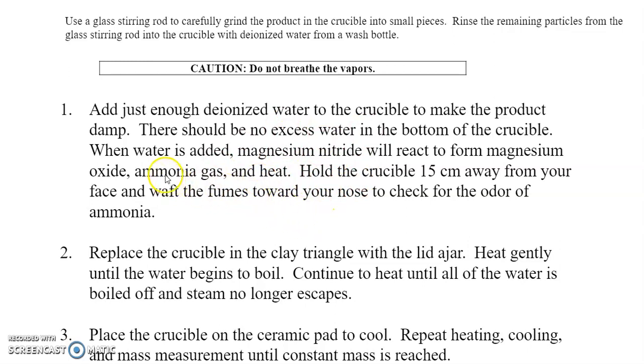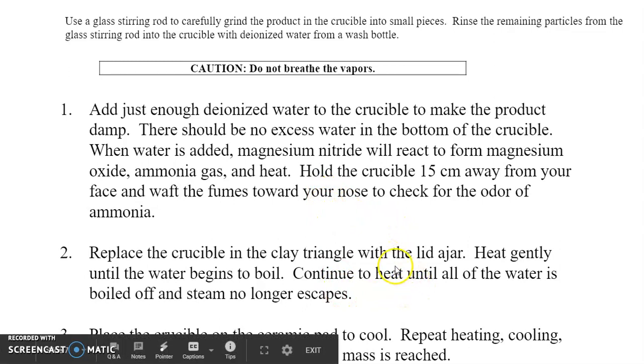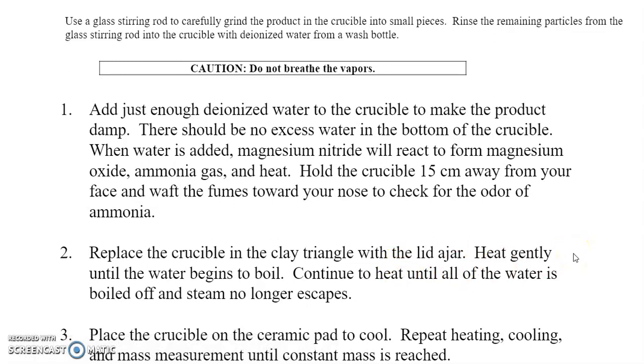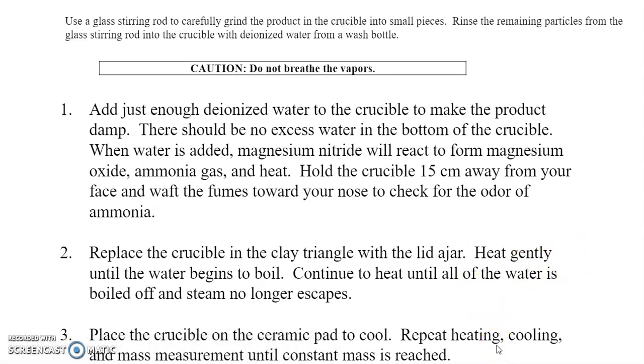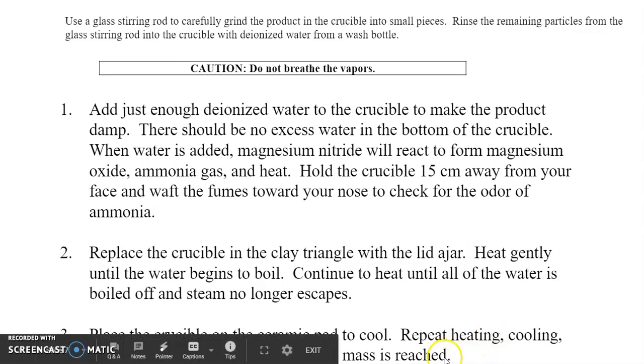So this reaction will get rid of any magnesium nitride. And notice, since ammonia we can smell, we can waft it. Remember wafting from our safety lessons. And then you're going to replace it, put it back on the Bunsen burner, and then you want to boil off the water and dry off the water. And just like we did in the beginning, we want to make sure all of the water is gone and we have a completely dry product. So you're going to do it a few times until you get a constant mass.